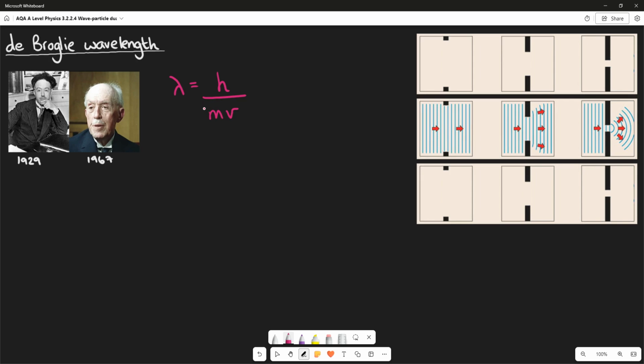So if we take an electron, for example, and the mass of an electron is 9.11 times 10 to the minus 31 kilograms. If we fire that electron at a high speed, let's say it's moving at 100 meters per second, then we can calculate the wavelength that that electron will exhibit. So we've got Planck's constant at the top here.